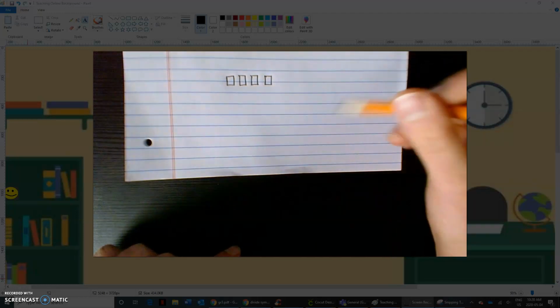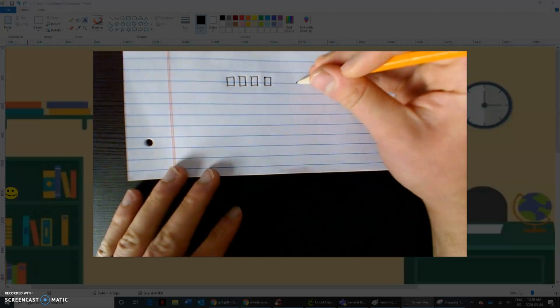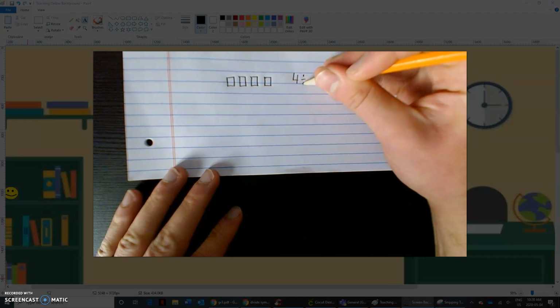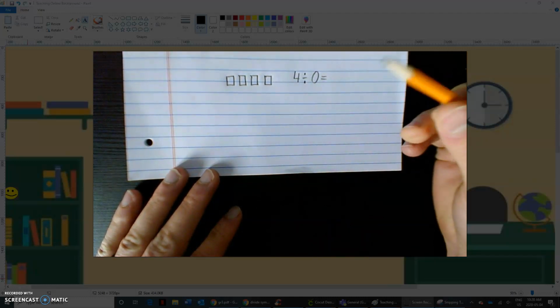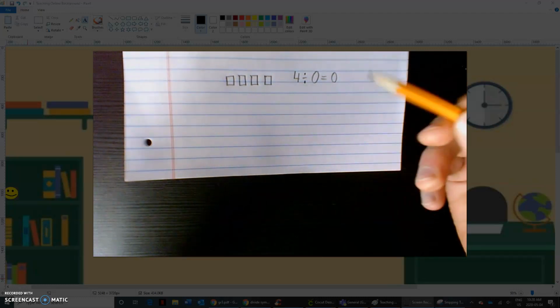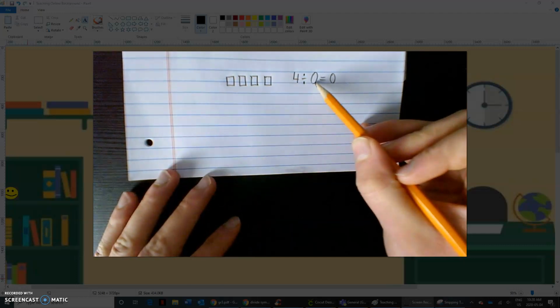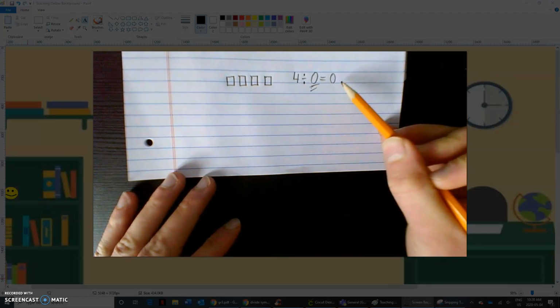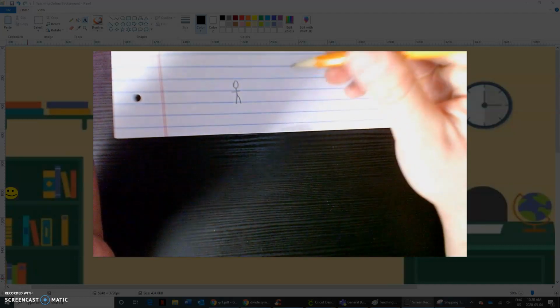What if we have 4 presents and no one to divide it amongst? So we have 4 presents and we're sharing it with how many people? 0? Does that work? No. The answer is 0. You can't share 4 presents among nothing. So anytime you have a division question and there's a 0 in it, the answer is always going to be 0. That doesn't work.